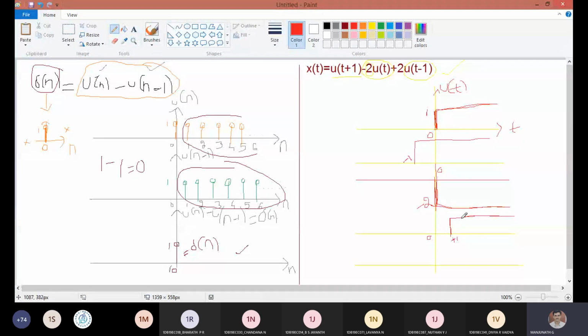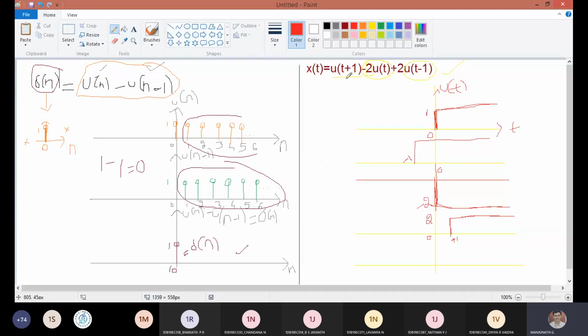So after plotting u of t, t plus 1 is done. Minus u of t minus 2 is what I've taken. Then I've taken 2 times of u of t minus 1. I hope everyone is done till here. There is no problem for anyone to write this type of signal. The problem will come when you do the addition part. Is it okay till here for everyone? Shall I proceed now?